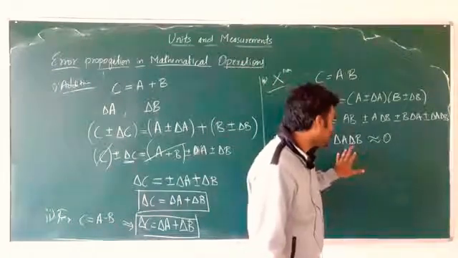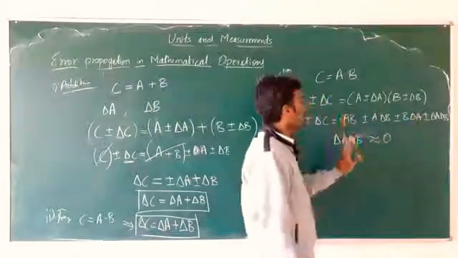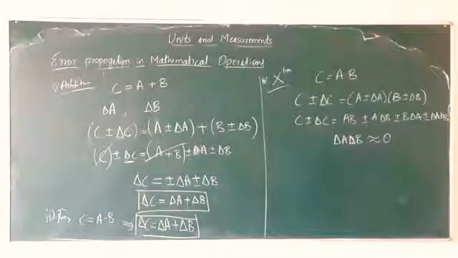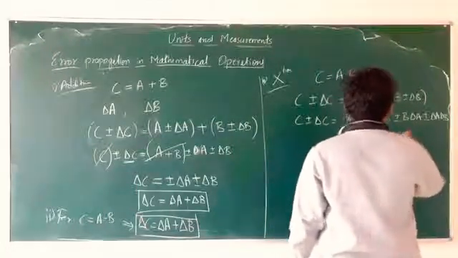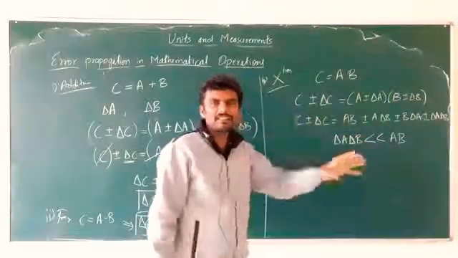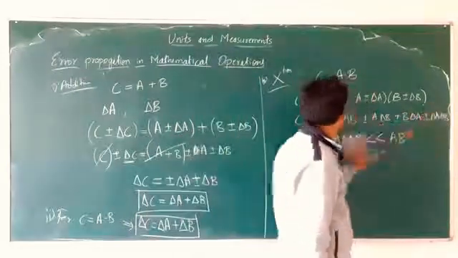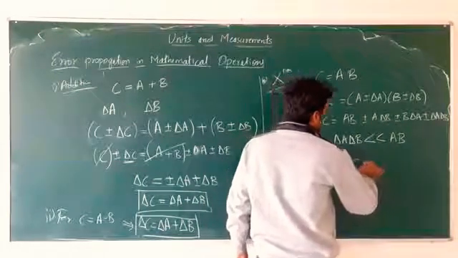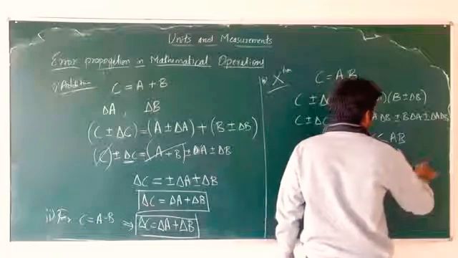I can take this as delta A, delta B is very much less than these values, so I can neglect that value. The best way to represent it is delta A, delta B is very much less than the product AB. When we have such a quantity which is very small in the equation, we can neglect it. So I will neglect this part and I will be left with C plus or minus delta C is equal to AB plus or minus A delta B plus or minus B delta A.